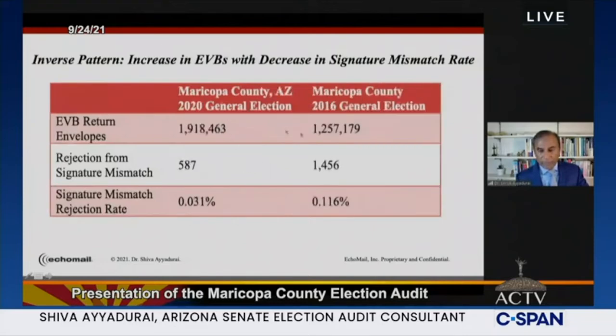In 2020, we have nearly 52% more return envelopes, but the signature mismatch rate goes down by nearly 56%. So it's gone down by a significant number here, okay, nearly 4 times. So this went up, the other two came down. A very interesting inverse relationship, which would be, again, one of the questions we have for Maricopa officials.